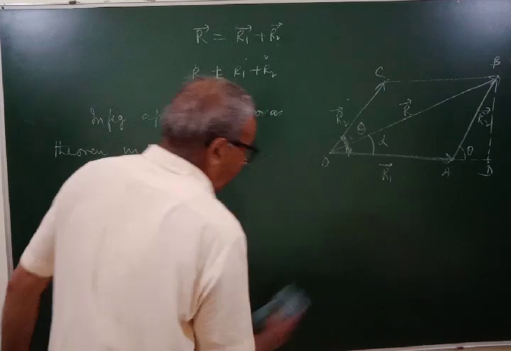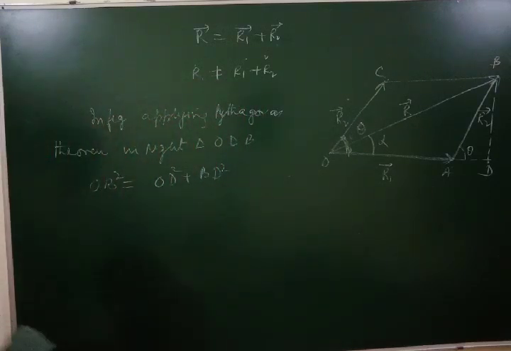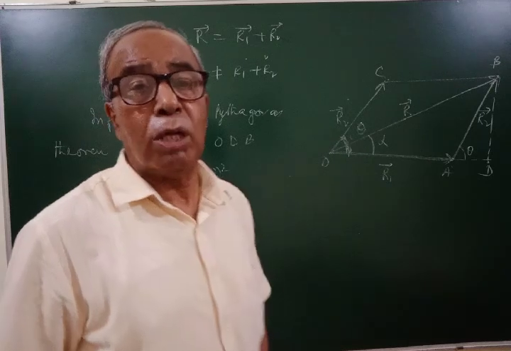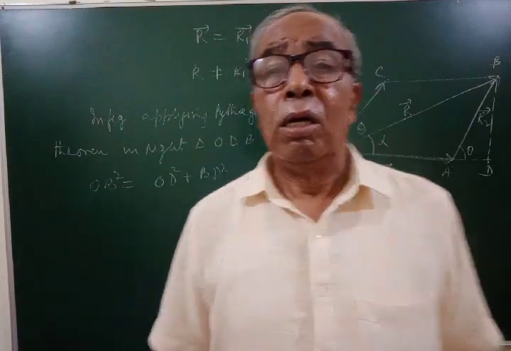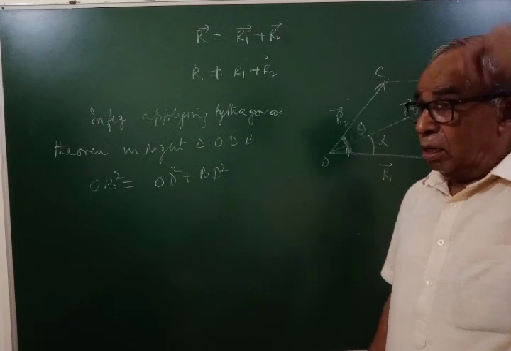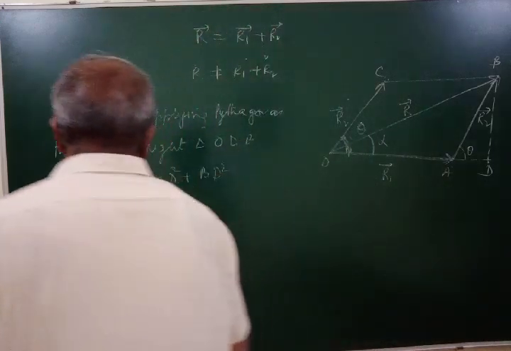Actually, the statement of Pythagoras theorem is not really learned by students. In a right triangle, the area of the square on the hypotenuse is equal to the sum of the areas of the squares on the two sides. This is the exact statement. I will come to it later.